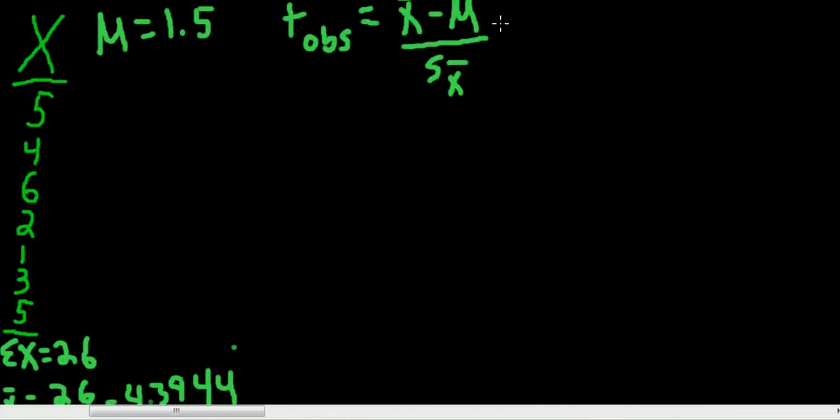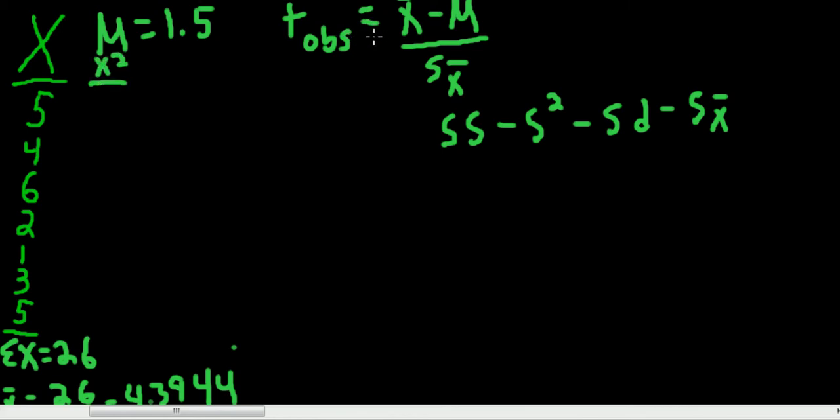Okay, the next step is we need to compute the standard error, which we'll do by way of computing the sum of squares, then the variance, then the standard deviation, and then finally the standard error. So first step is to compute the sum of squares, which we compute by taking the sum of the squared x's minus sum of x squared over n.